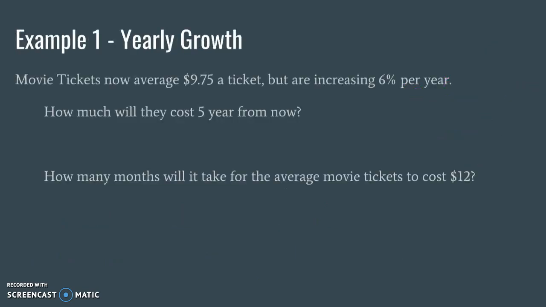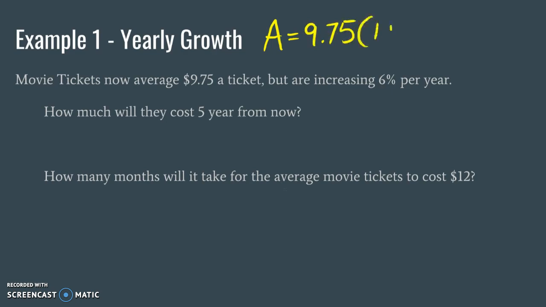So what we have in this first scenario is yearly growth. Movie tickets are averaging $9.75 a ticket, but are increasing at 6% every year. So what we're able to do is set up an initial formula so that we can answer the two questions later. We don't know what any future value might be, but we do know that the initial value for these movie tickets is $9.75.